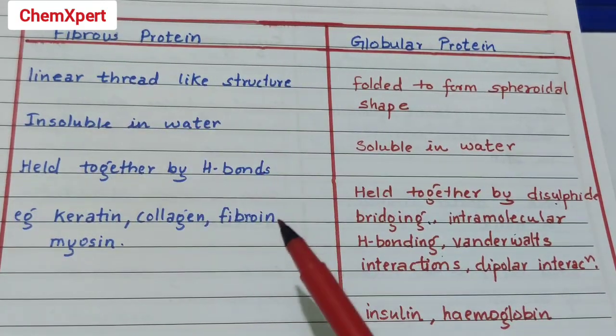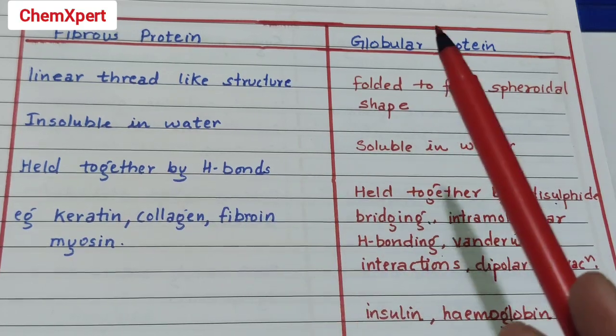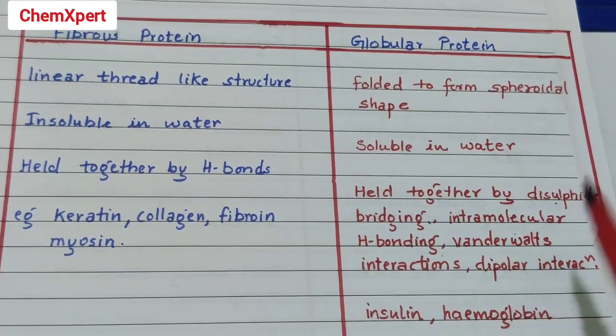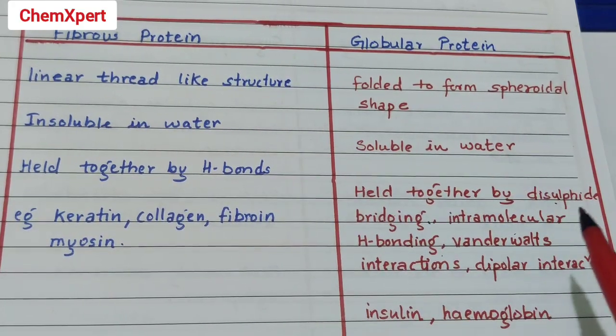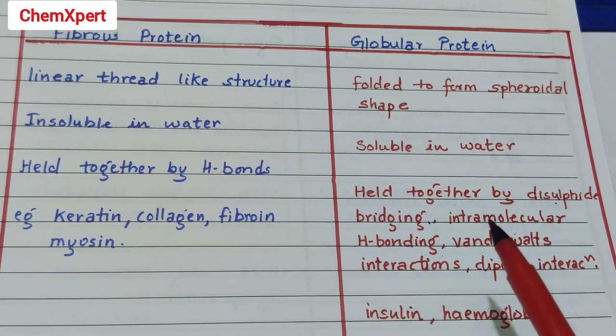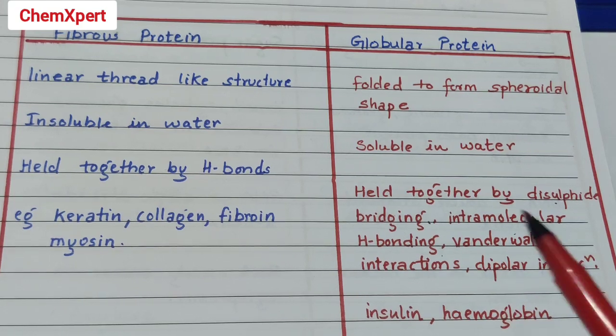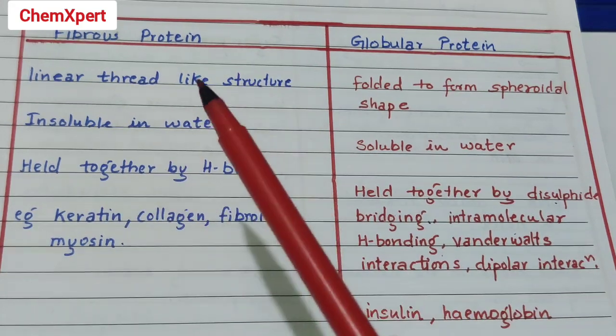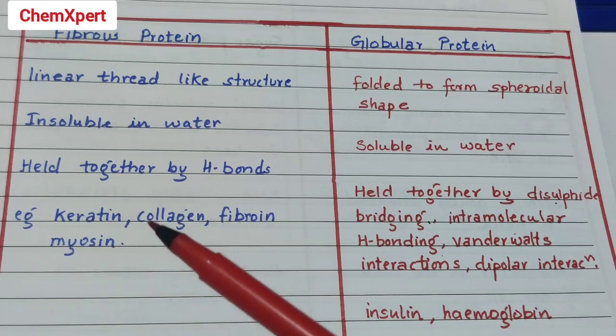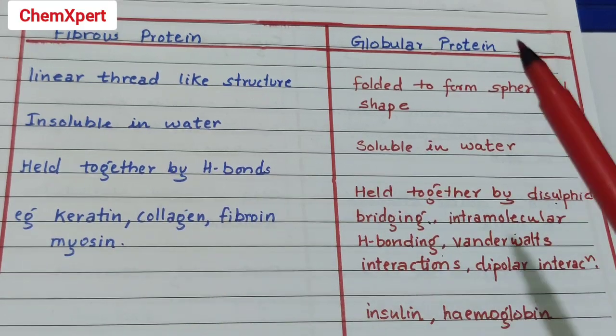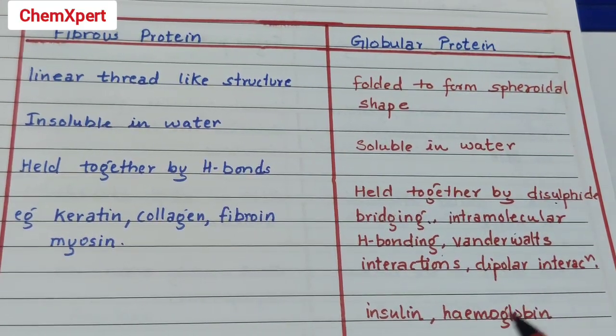Fibrous is held by hydrogen bonding, whereas globular involves all types of bonding which exist in proteins, that is disulfide bridging, intramolecular hydrogen bonding, van der Waals interaction, as well as dipolar interaction. And the important part here is, what are the examples of fibrous protein? Keratin, collagen, fibrin, myosin, and in case of globular it is insulin and hemoglobin.